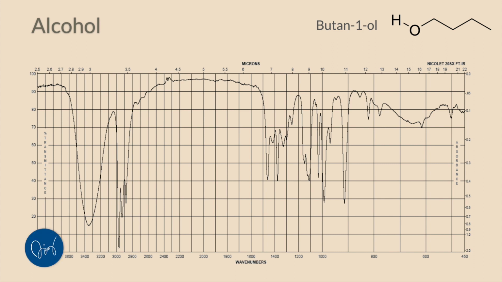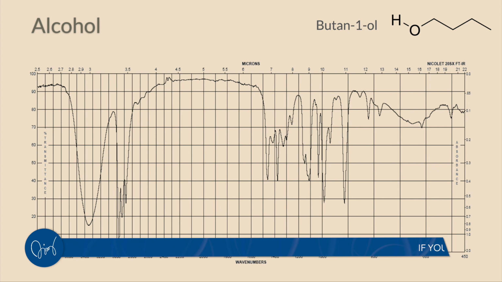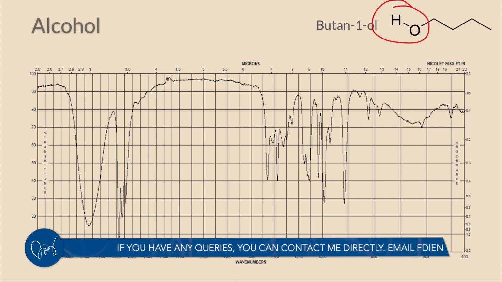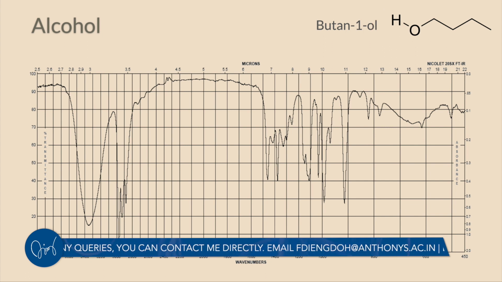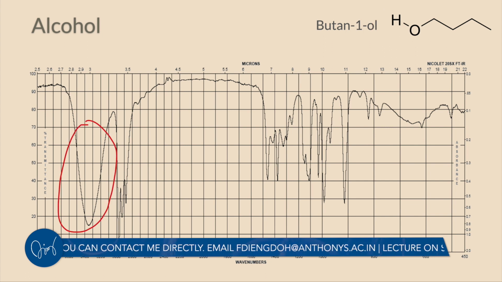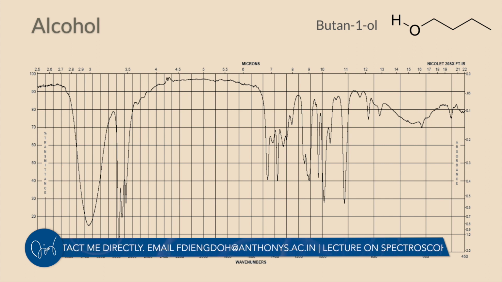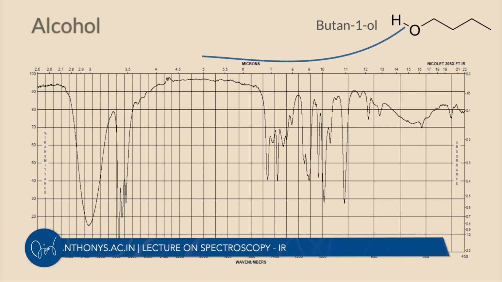The alcohol. The presence of the OH group is easily recognized by the presence of this broad peak in this region. This is due to the OH, and the reason it is broad is because of hydrogen bonding between the different alcohol molecules. So in a liquid form we will see a spectrum like this, but if you take the spectrum in gaseous form, we'll see only a sharp spike due to the OH stretching. That is the characteristic of the alcohol group.